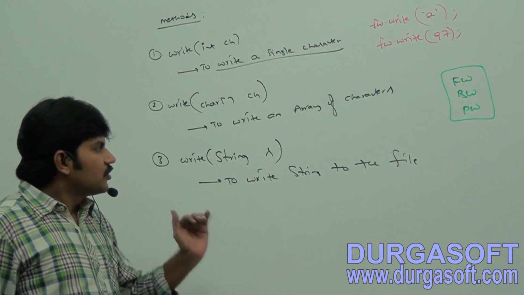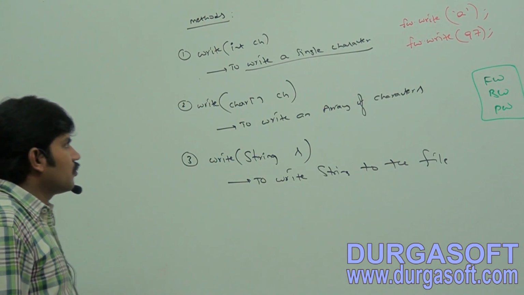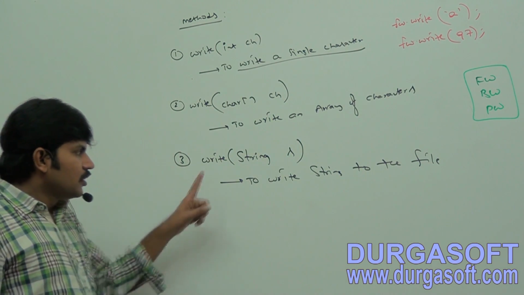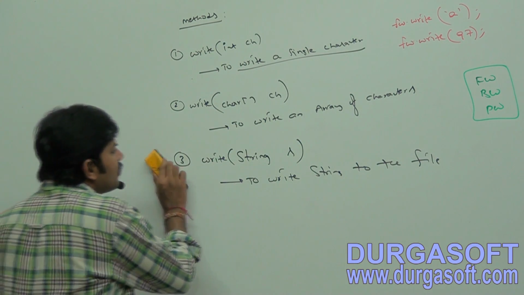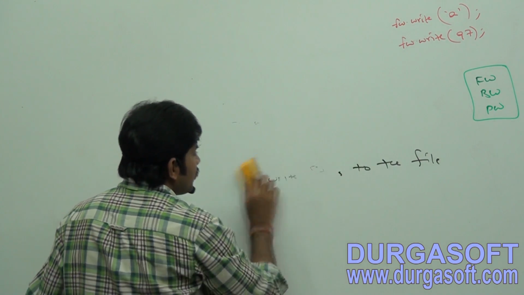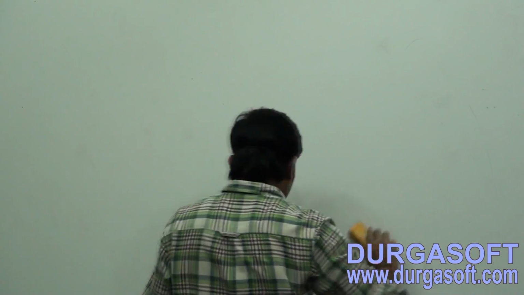These are the three write methods we have: to write a single character, to write an array of characters, and to write a string to the file. Next, related to FileWriter or any writer, there is one more special method. Compulsorily you should be aware of it.